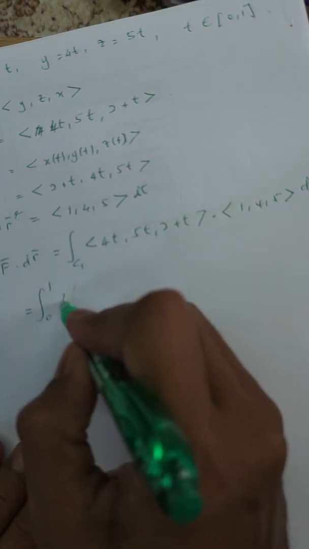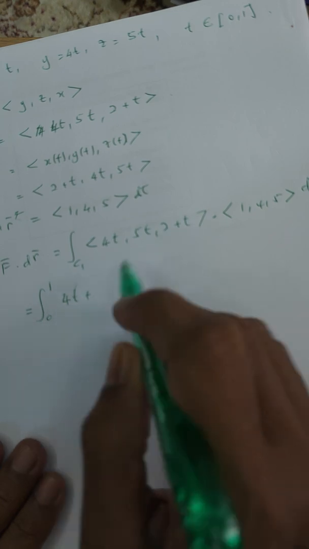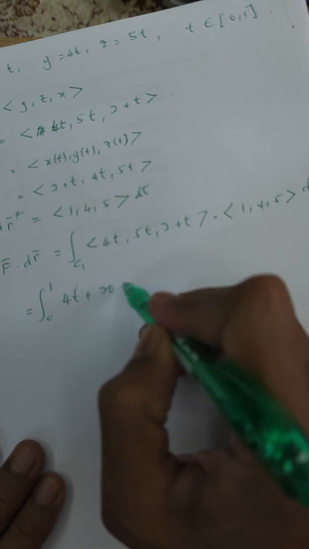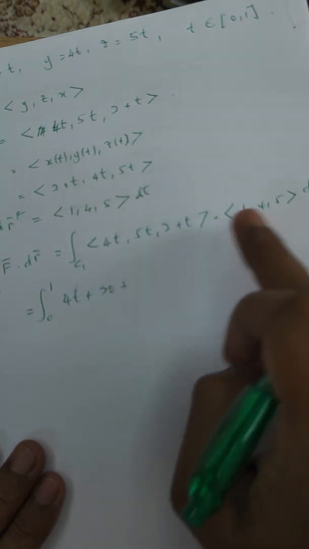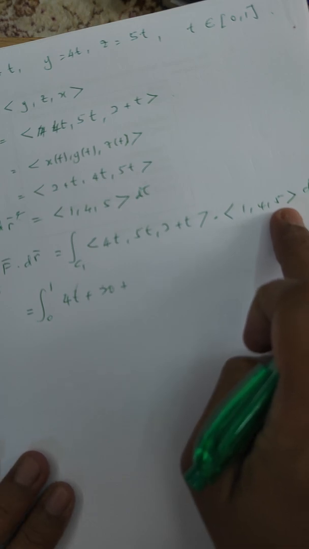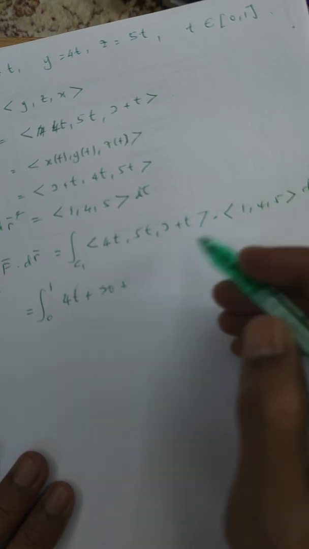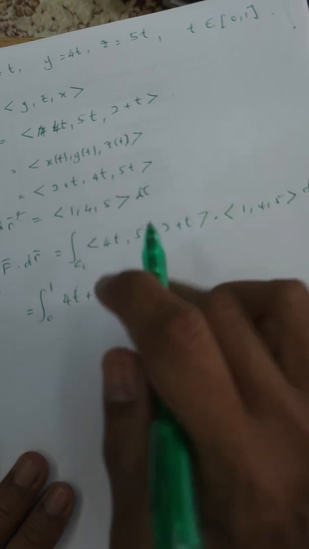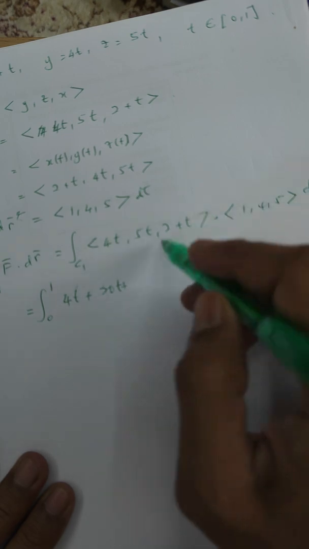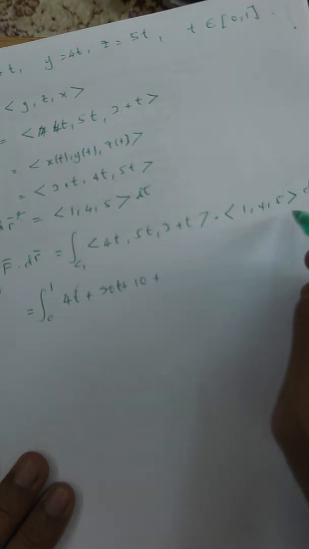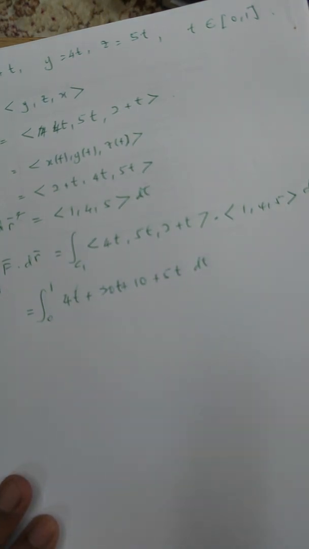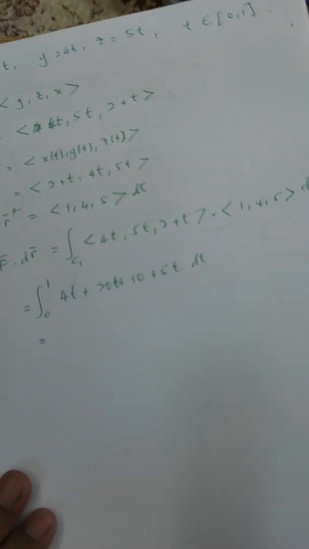So that we have 4t plus 5, 4 times 4t is 16t, plus 2 plus t dot 5, you got 5t plus 10. Yeah, this is 16t, 4t... this is 10 plus 5t, dt. So this is not difficult to do.